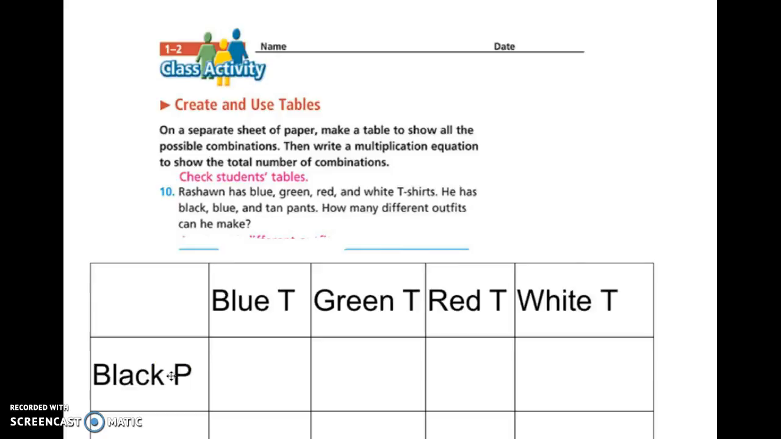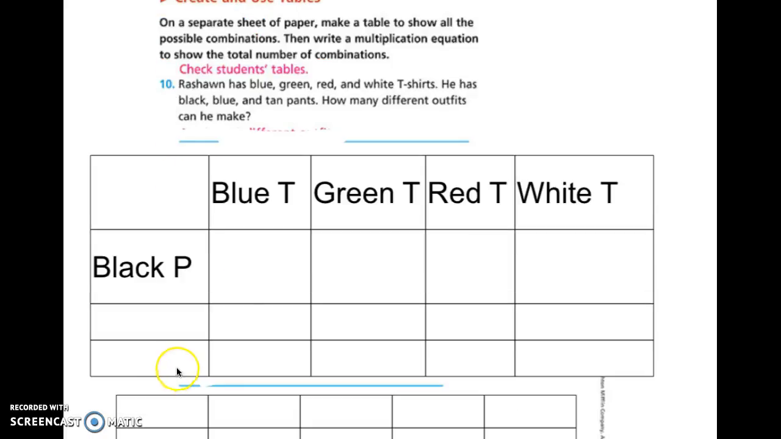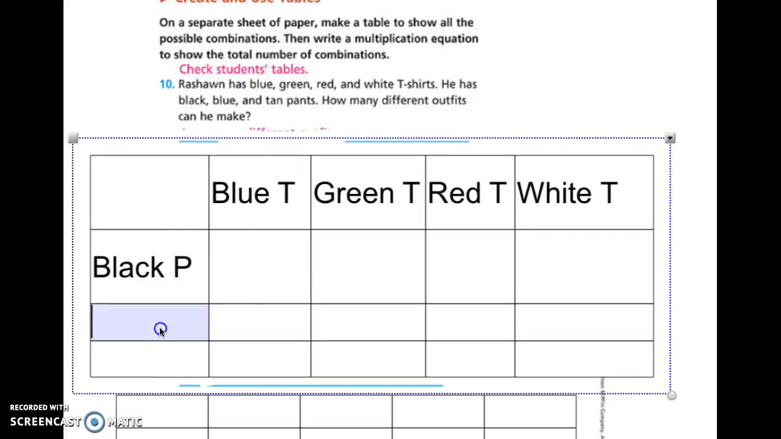He's got black pants. He has blue pants. And he has tan pants. Okay. So then I could go fill all of these in.